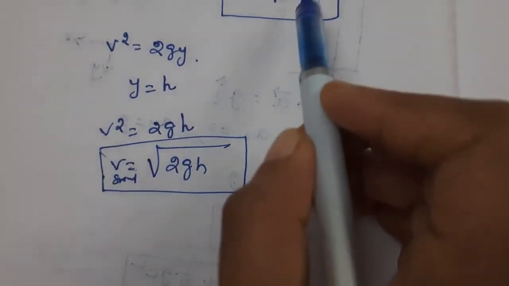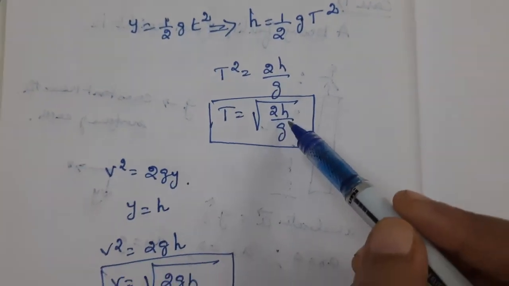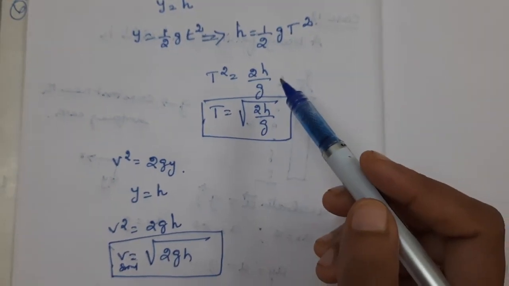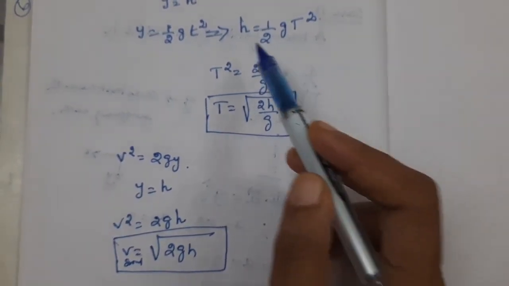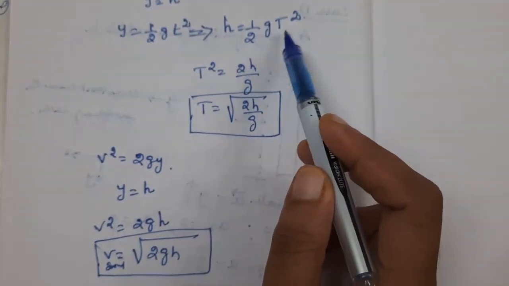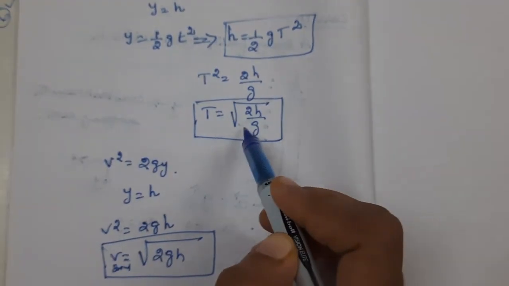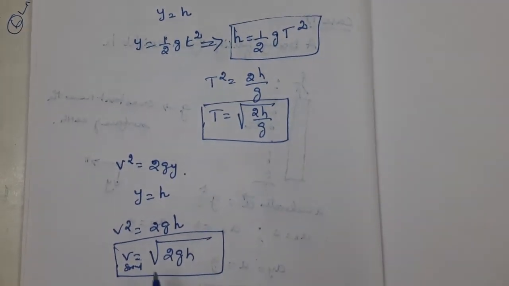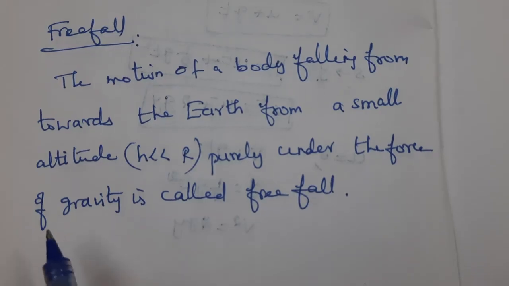So these three formulas, try to learn them for solving problems. When a body falls from a height h, the value h is equal to half gt square, t is root of 2h by g, and v ground is root of 2gh.